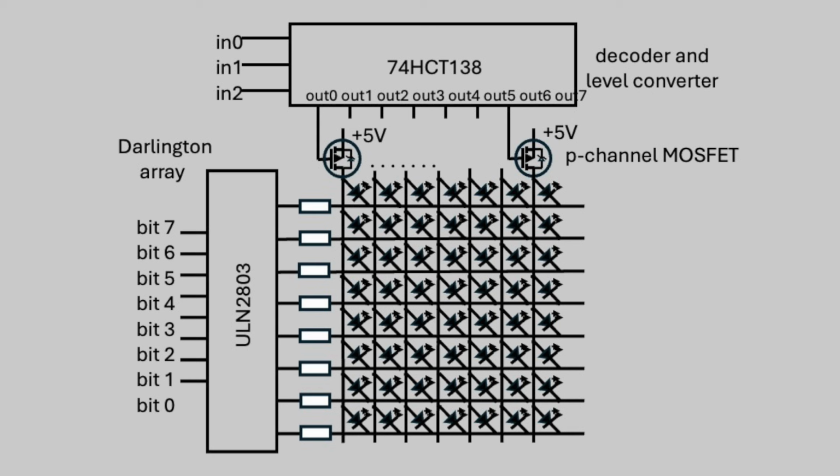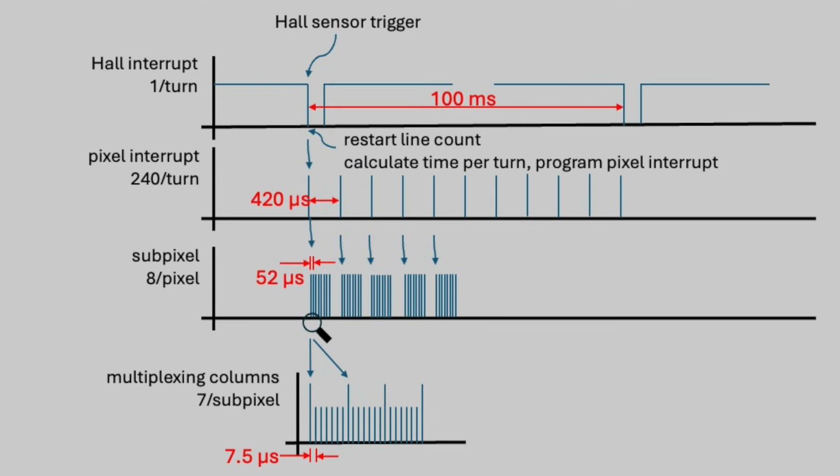To activate a column, it is connected to +5 volts using a P-channel MOSFET. To be able to switch such a MOSFET, the control signal must reach +5 volts or 0 volts. As the microcontroller works with a 3.3 volt logic, a level converter is required. The 74HCT138 is used for this, which not only converts the logic level from 3.3 volts to 5 volts, but also works as a decoder. The microcontroller can select the output and thus the LED column to be activated via 3 control lines. Let's take a moment to look at the timing of the display to understand the speed implications.